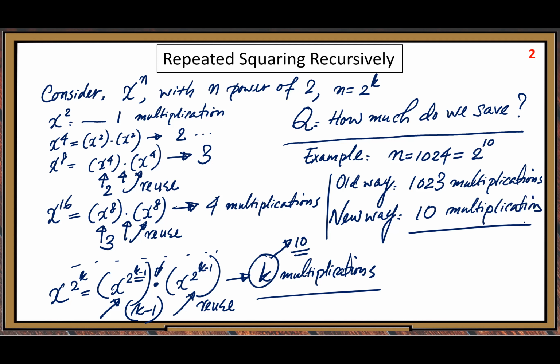How much did you save? From 1023 to 10. Is that a big saving? Even if you do not look closely, 1023 is more than a hundred times 10, right? That saving is huge, right?